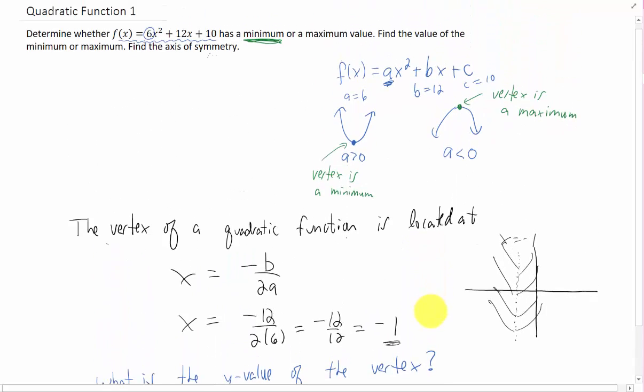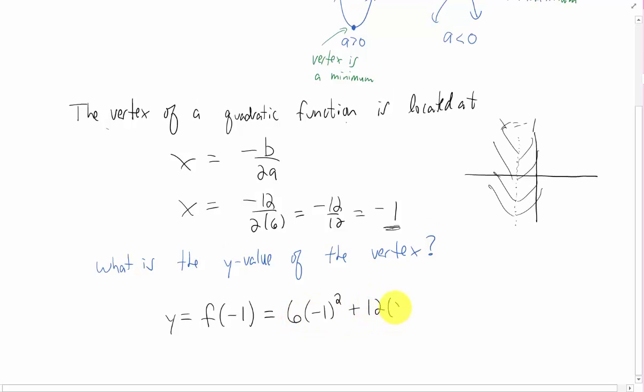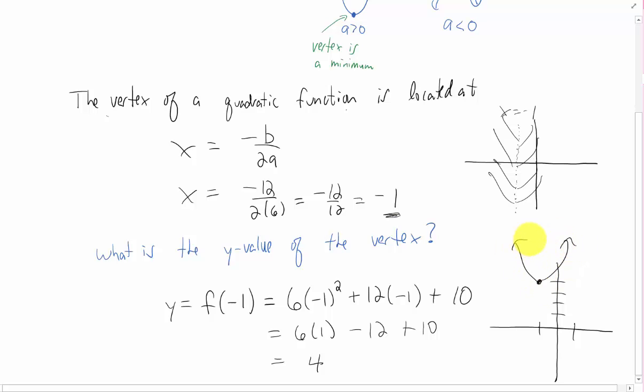So where is our original function? It's 6x squared plus 12x plus 10. So I'm just plugging x equals negative 1 into our original function. I'm going to simplify. 6 minus 12 plus 10, if I'm not mistaken, is 4. So what do we know now about our graph? Well, we know that the x value of the vertex is negative 1, so it's going to fall over here, and the y value of the vertex is 4, and we know that this function opens upwards, so it's going to look something like that.